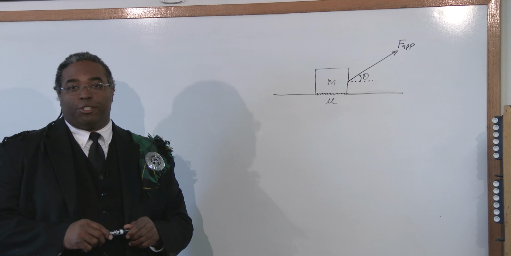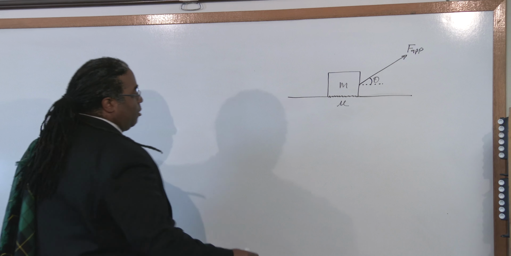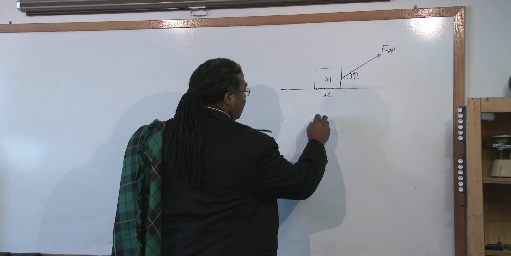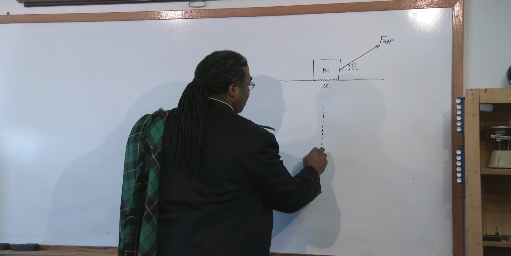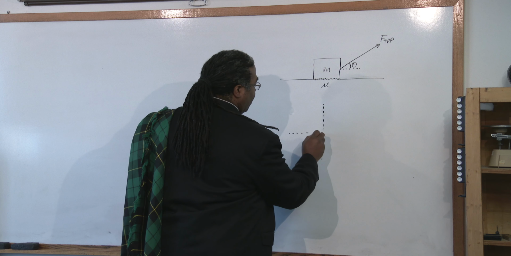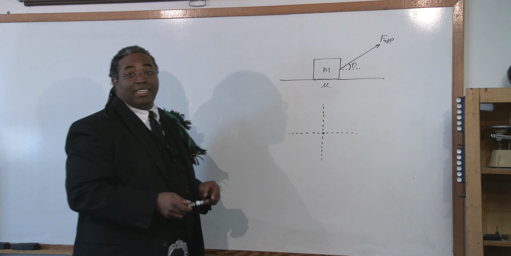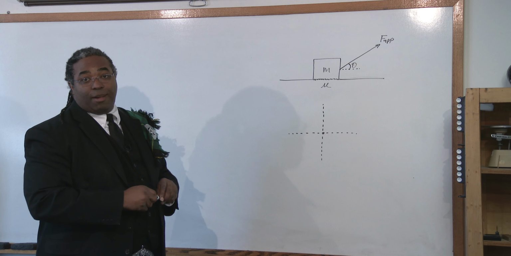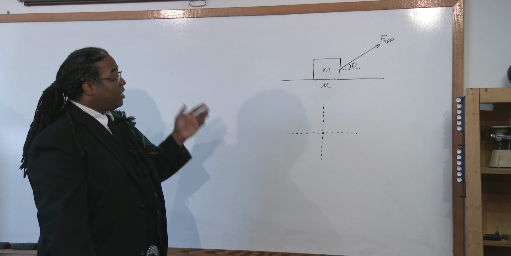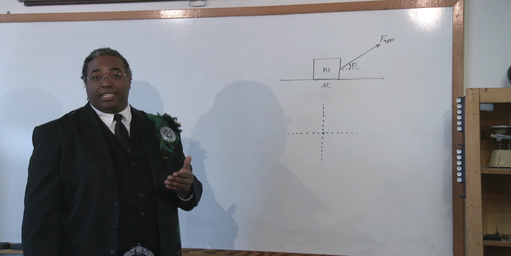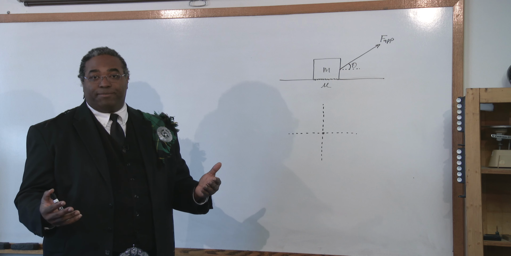Step 1, choose a coordinate system. So the simple coordinate system would be to choose an XY axis or a Cartesian coordinate system. Step 2 is identify your forces. So how many forces do we have? Just look at what's touching the object and then add gravity.